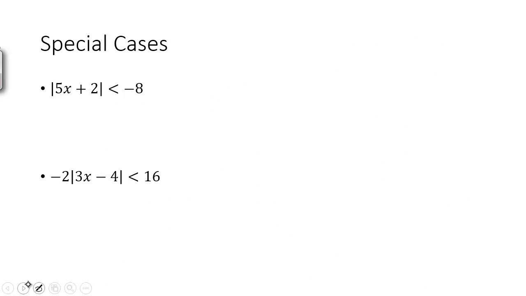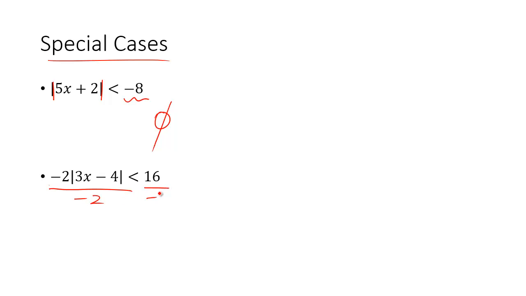There's a couple special cases to check out before we check out. So let's take a look at the first one, absolute value less than negative 8. Well, can an absolute value be negative at all? No. Therefore, there's no solution. What about this one? Well, we need to isolate the absolute value first. So we've got over negative 2 over negative 2, but we've divided by negative 2. So we need to change the sign.